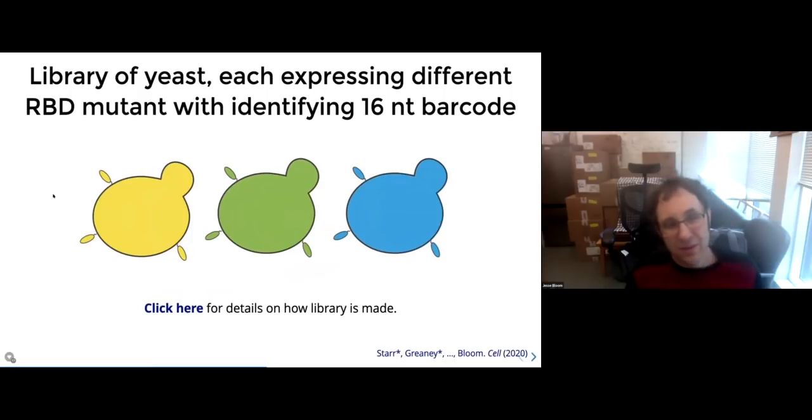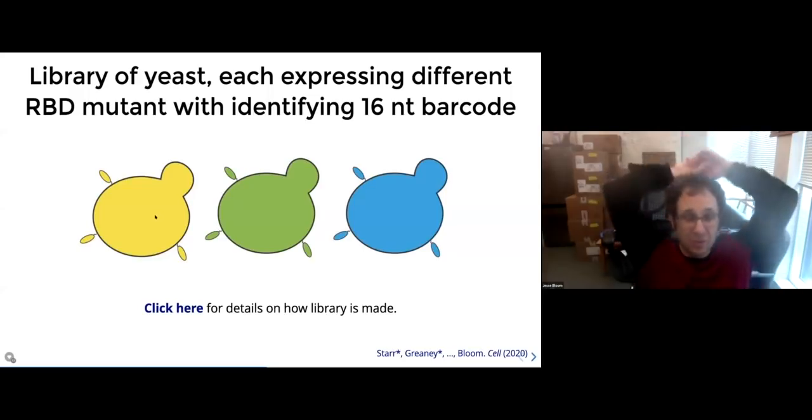And then the important thing is we don't just have yeast expressing the wild type or original RBD sequence on their surface. We actually have a library of yeast, each of which is expressing a different RBD mutant. And those yeast have a 16 nucleotide barcode, which we can use to determine which RBD mutant they have on their surface. That means we can just take the yeast and deep sequence for this short 16 nucleotide barcode and figure out which RBD mutants we have after we do flow cytometry.